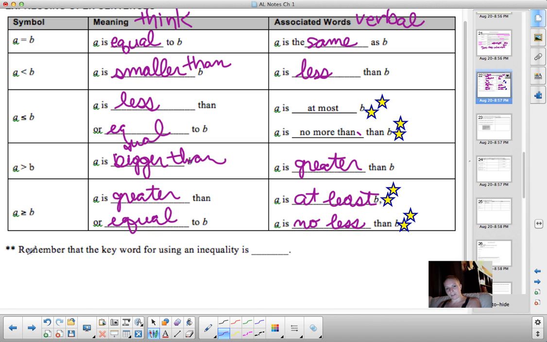I have this little note here underneath, and I want to make sure that you get it filled in because it's really an important part to where we're headed next. Remember that the key word for using an inequality is, in fact, the word is. Talking about when we're going from a verbal model to an algebraic model. When we see that word is followed by one of these phrases in the associated words column, that's how we're going to know we need to use an inequality as opposed to using subtraction or addition. So when we think about a problem, well, let's do some practice here.